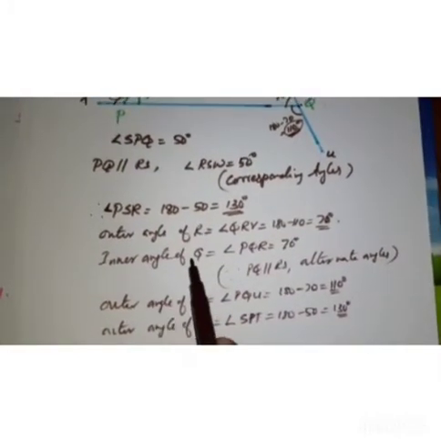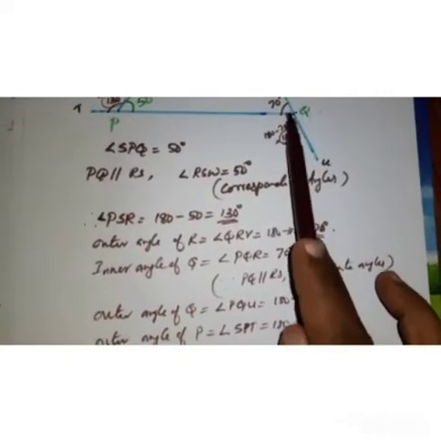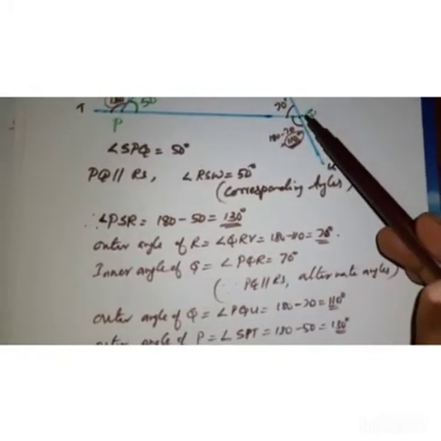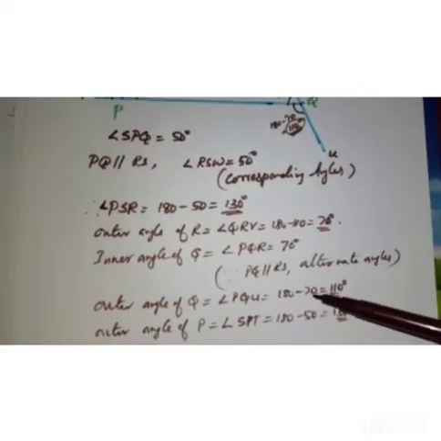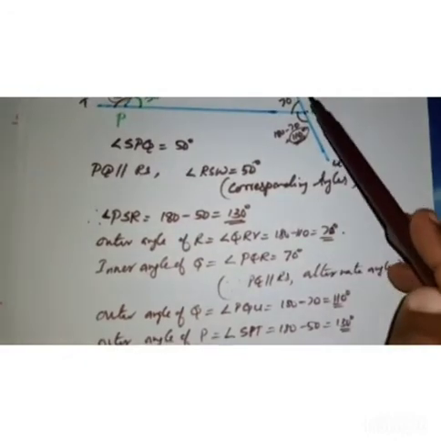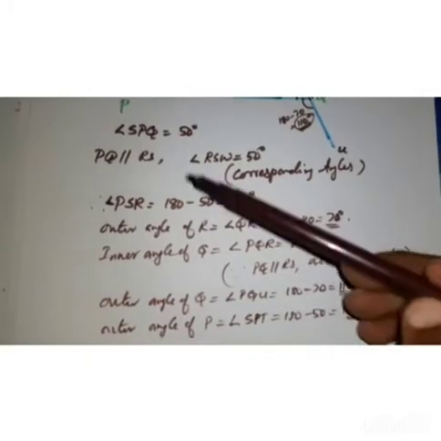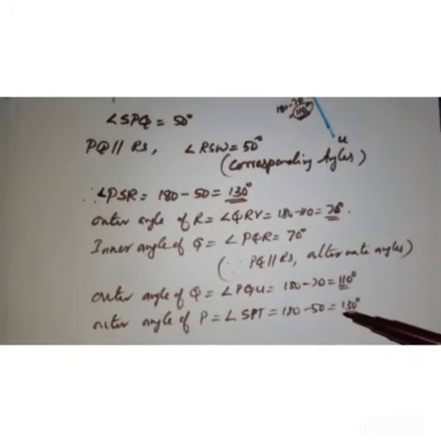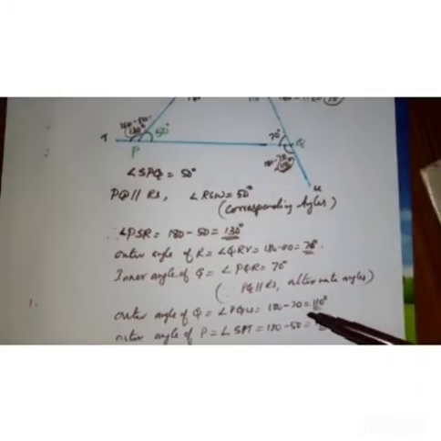So the outer angle at Q is how much? These two are alternate angles. PQ is parallel to RS, so alternate angles. Then at Q, what is the outer angle? 180 minus 70, it is 110. PU, QU, this is the outer angle. Then the outer angle at P is how much? 180 minus 50, it is 130 degrees. So like this we have to find out the inner and outer angles of this quadrilateral.